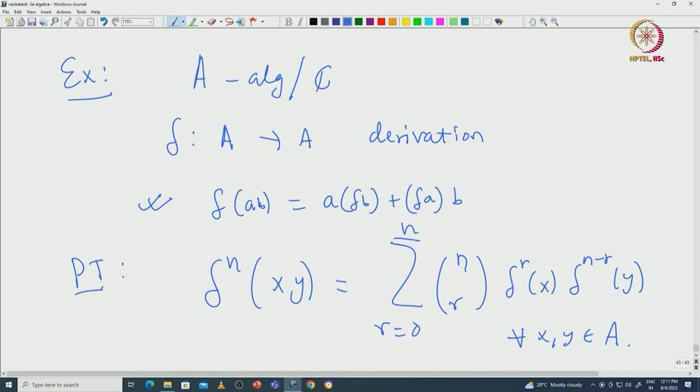I will leave this as an exercise because I do not want to do another computation. We will stop here. I will continue with other important basic notions like subalgebras, ideals, homomorphisms, and then isomorphism theorems and so on in the next class. I will stop here. Thanks.